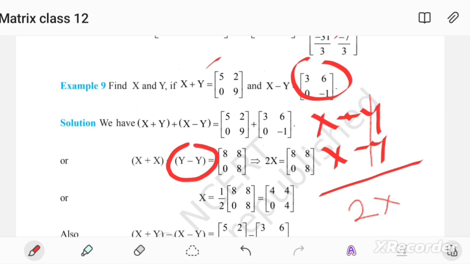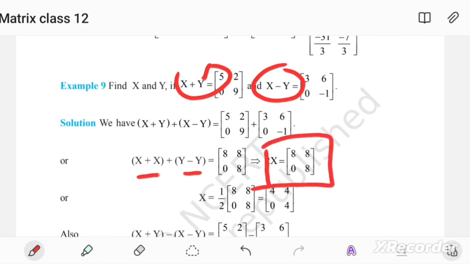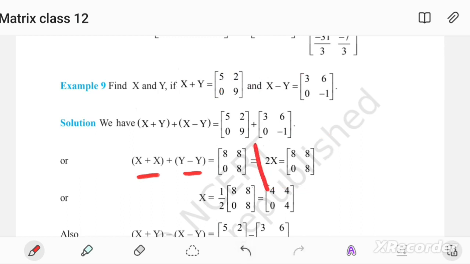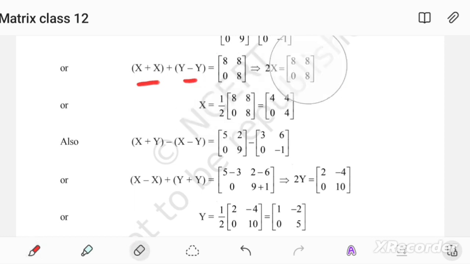So simply the author here added these two matrices, and it will result in a matrix 2x. The matrix which we get here is nothing but 2x. So I can simply divide the whole by 2. What would remain? I would remain with x only, and this is simply the scalar multiplication with a matrix, right? As a consequence, I will get my x matrix.